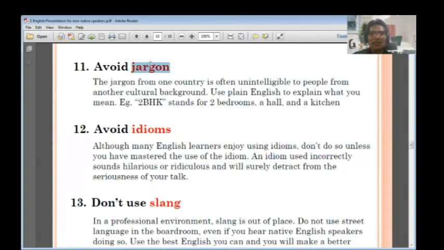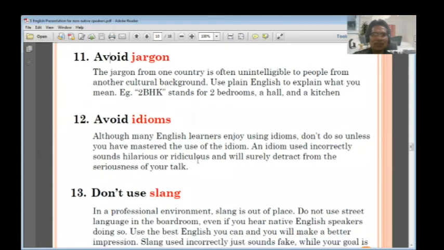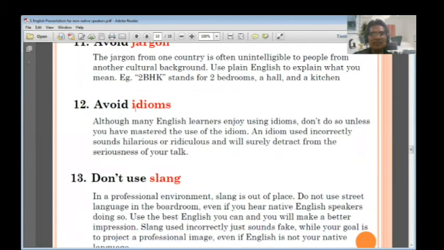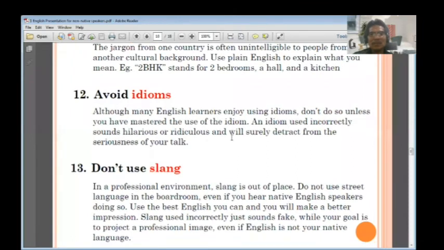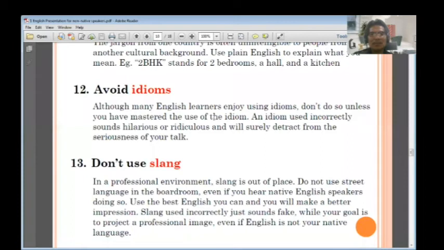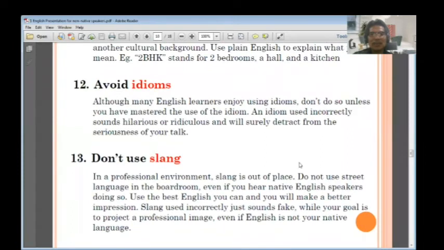Don't use jargon. Avoid using jargon. As I told you, Kera Ngalam is jargon, local languages that are not understood by many others from different parts of the world. Avoid idioms, such as the expression "take place" earlier. That is actually an idiom too. Avoid it. Use simple words.